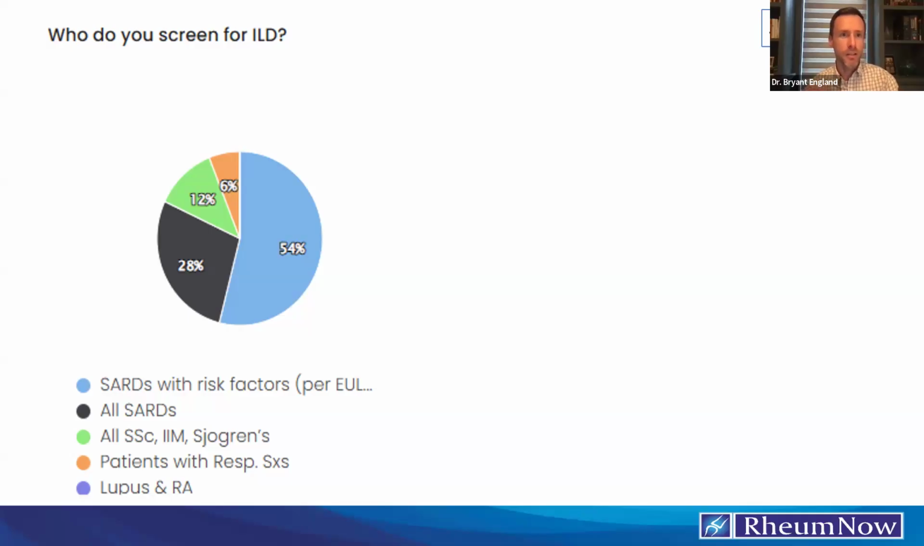The big picture is that you're not applying this to every person with all SARDs equally. This is going to be tailored based on the underlying SARD. But there's a couple other pieces here. So one is that sometimes we like to boil down screening to a one-time event. And that's very different, right?